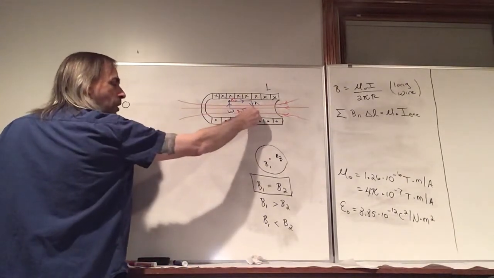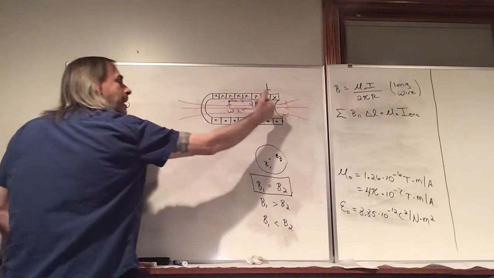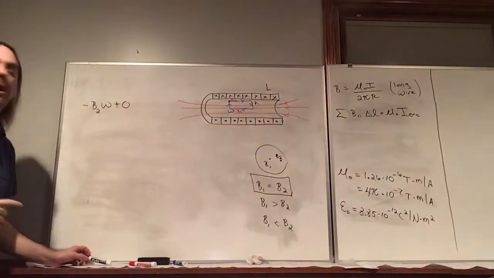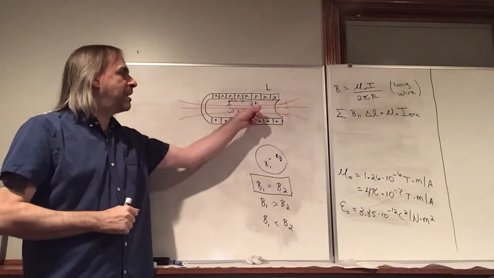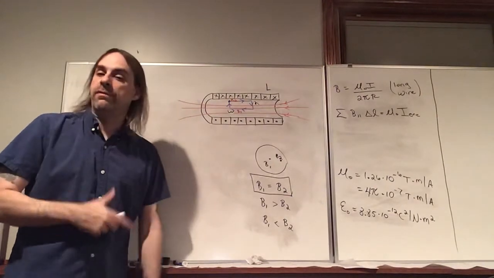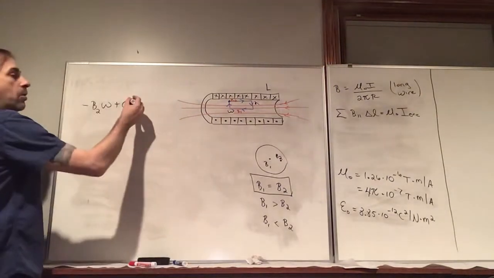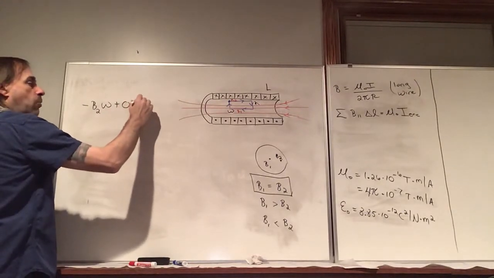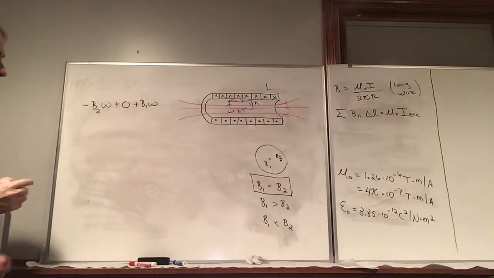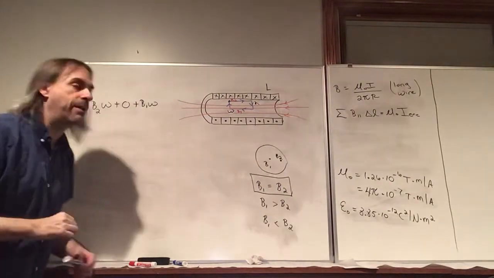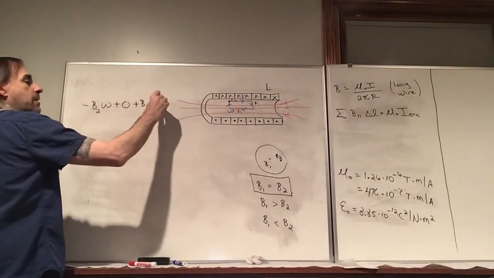Now we're at this corner, now going across. Now we're tracing our loop in the same direction as the magnetic field. And just like before, the magnetic field is constant along that width of that rectangle. So we have a positive B1 times W. And we have to go all the way around the loop. There's one more piece.